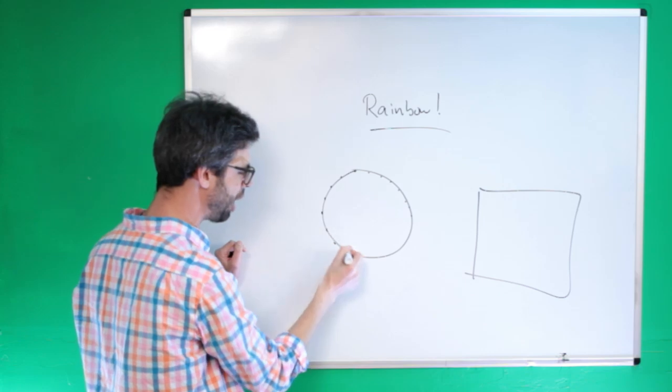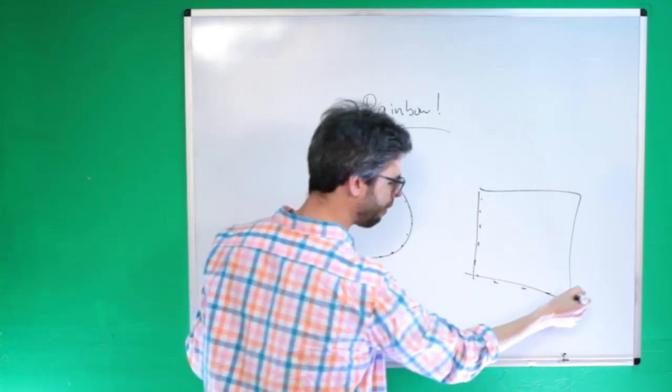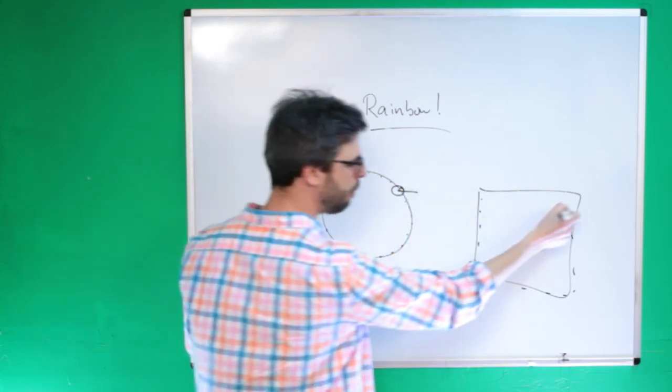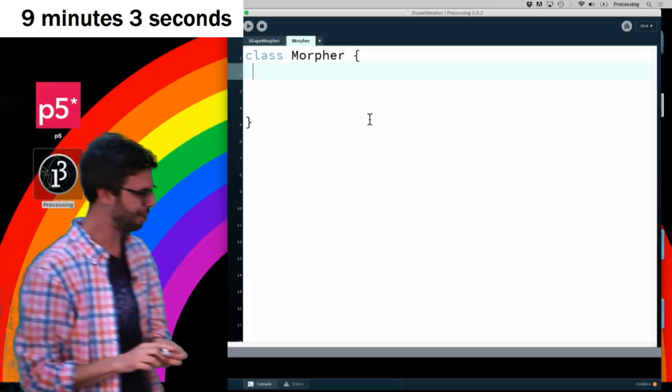Rather, I want to use begin shape and end shape and draw the circle as all of these points, and then draw a square as all of these points. And then this point just needs to move to its corresponding location and back and forth. That's how I have to do this somehow.